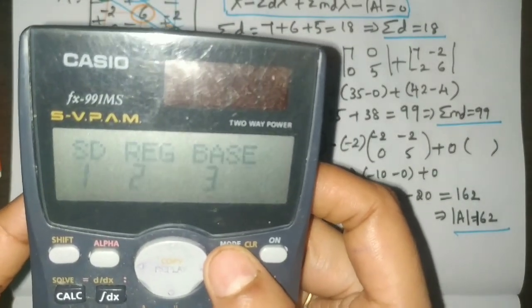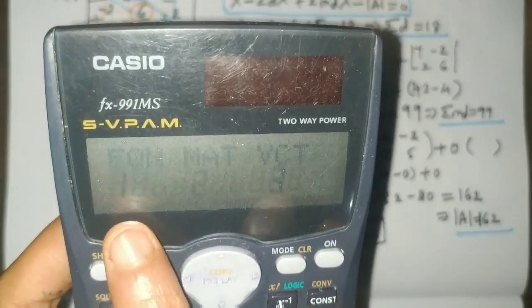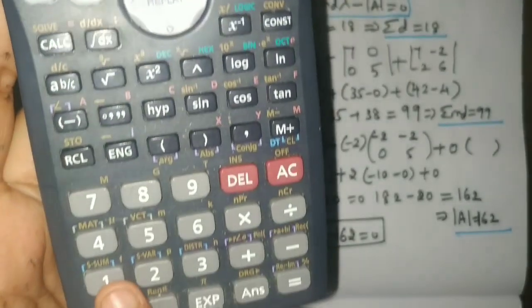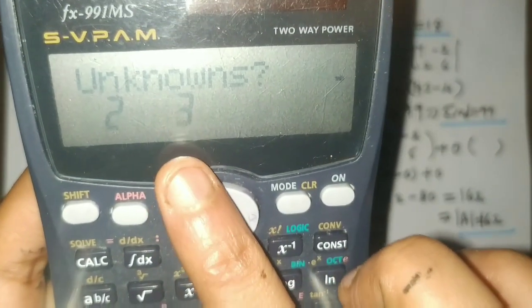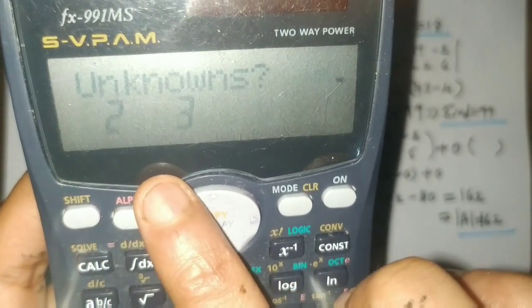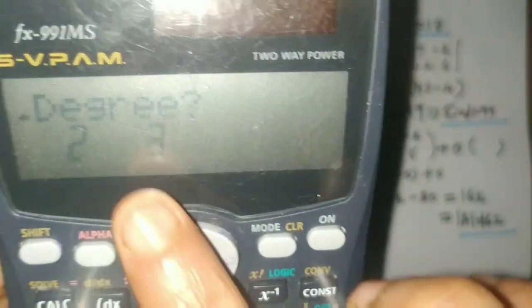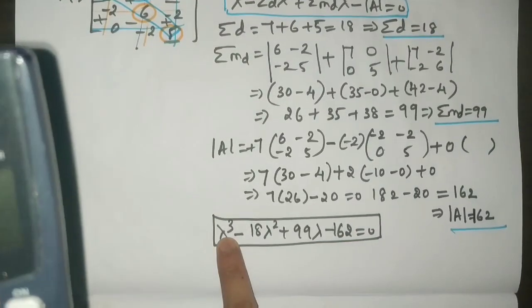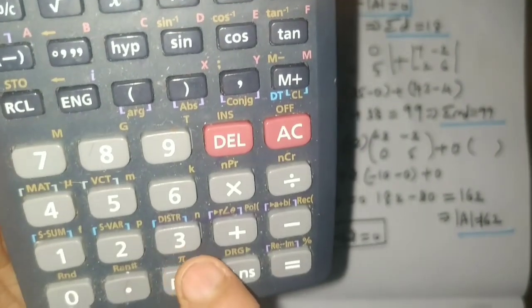Go to mode, CLR, press 3 times. You will get an equation, that is number 1. Click number 1 and it will ask for unknowns. Actually we don't have simultaneous equations here. We have only one equation with a degree. So you can press this side. It shows degree 2 or degree 3. You can see our equation is a cubic, so I will go for degree 3. Press number 3.